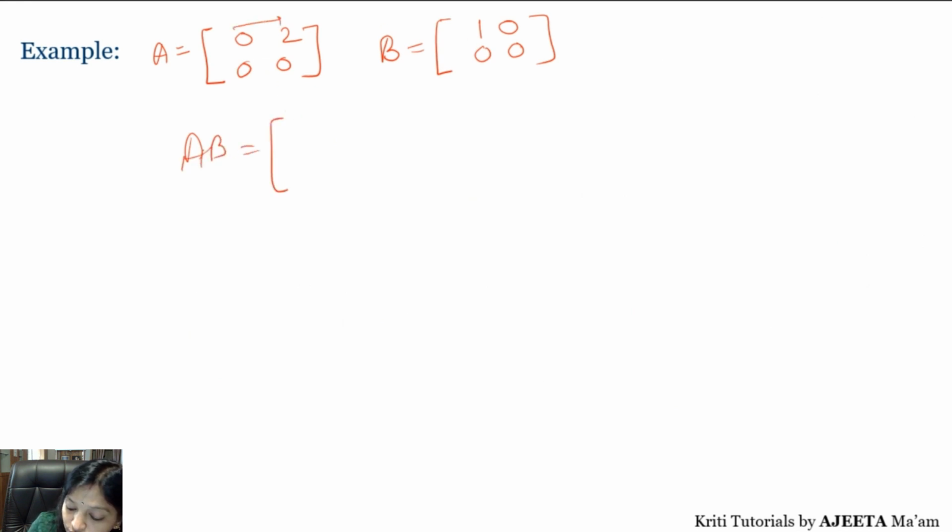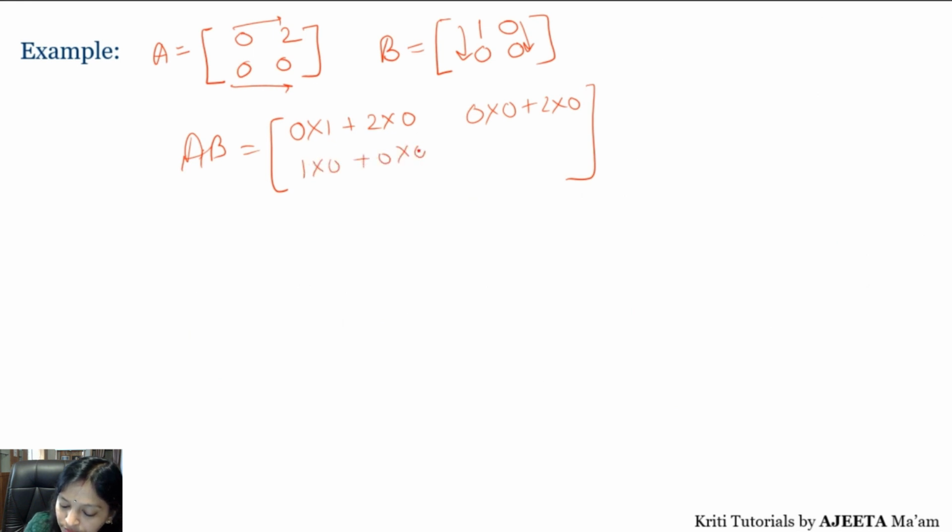So first row with first column. So 1 into 0, 0. 2 into 0, again 0. Let's multiply the first row with the second column. Of course, it's 0. So 0 into 0 plus 2 into 0. Then R2 with C1. Then R2 with C2. So what do you get? 0, 0, 0, 0. Right.